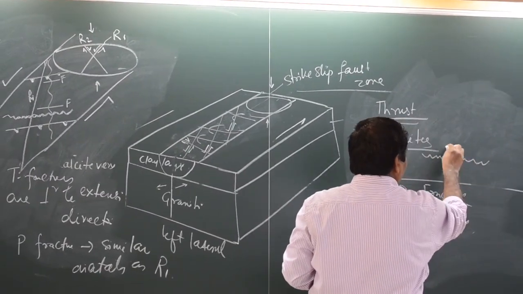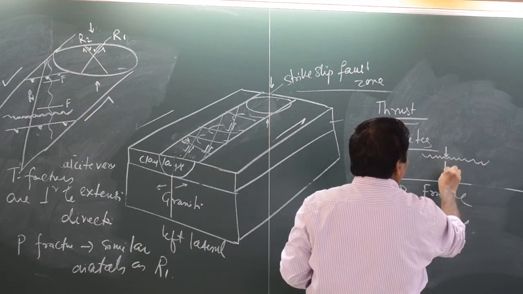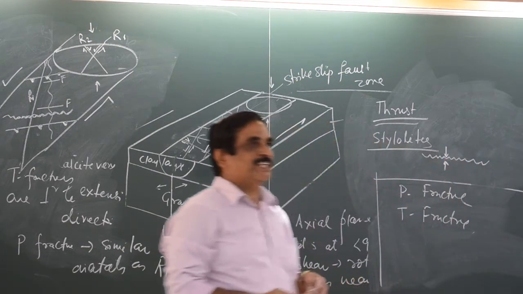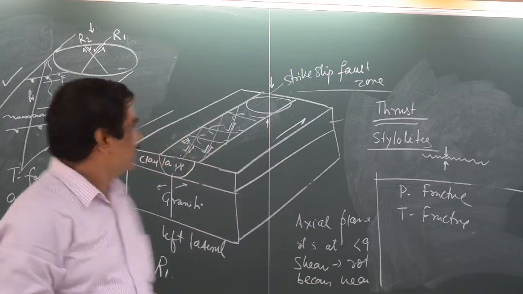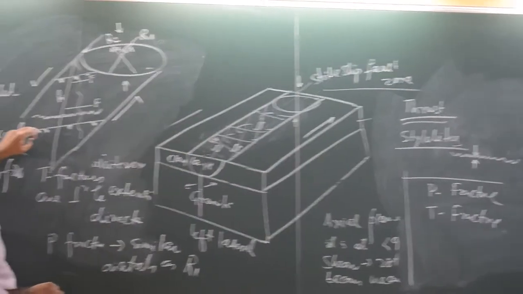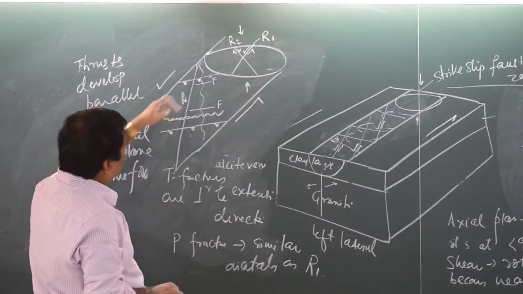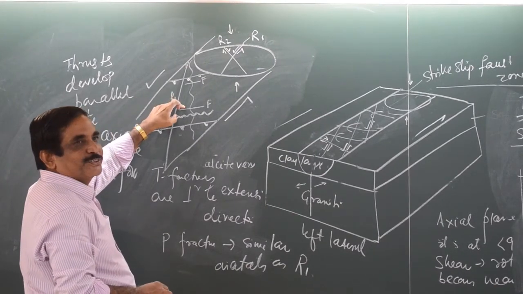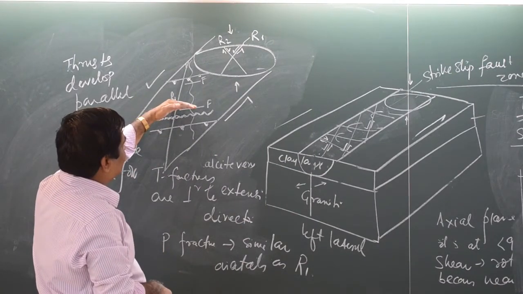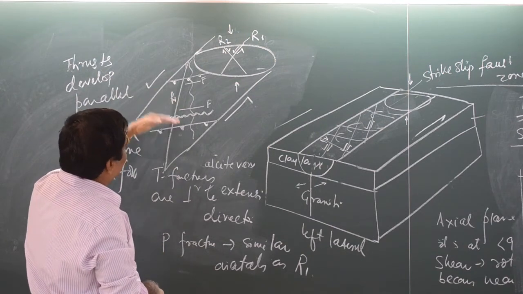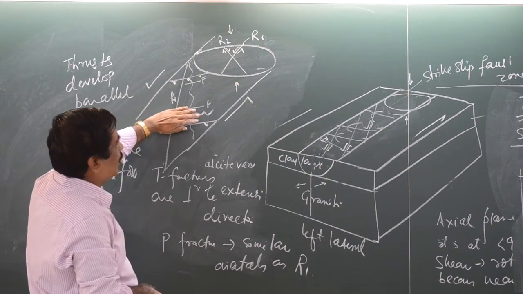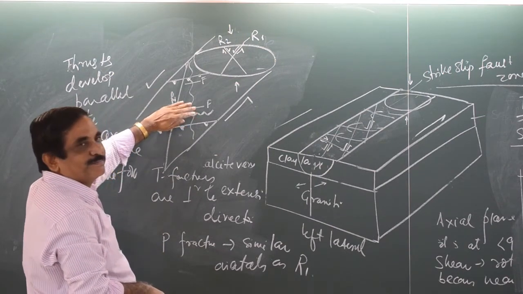So this indicates that this is the shortening direction. These are called stylolites. So stylolites will develop parallel to the thrust, parallel to the axial plane of the fold. So these three features, axial plane of the fold, thrust and stylolites, are one group.